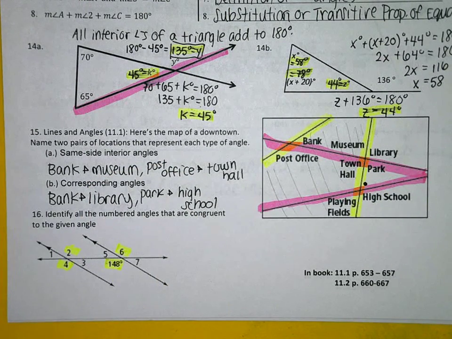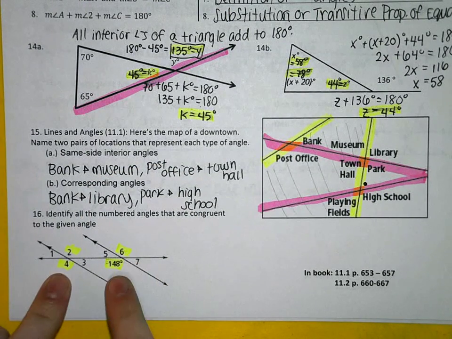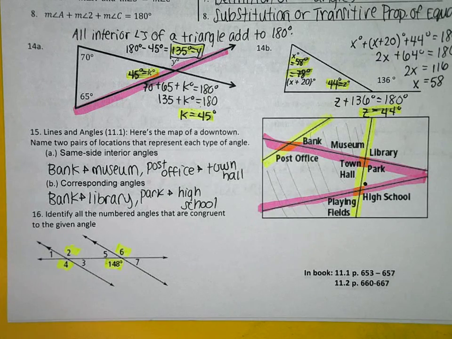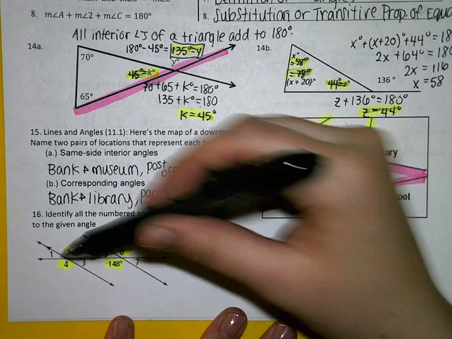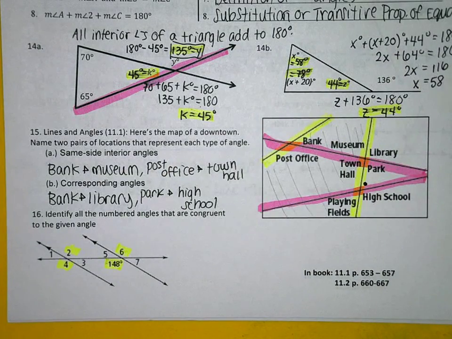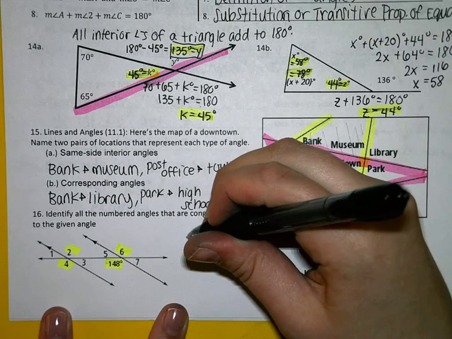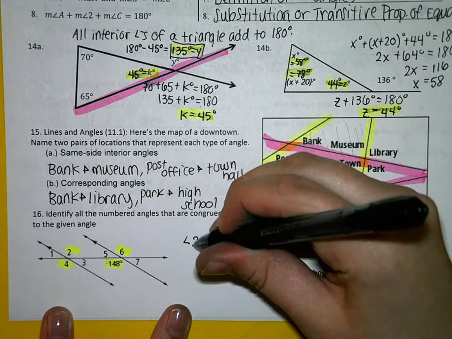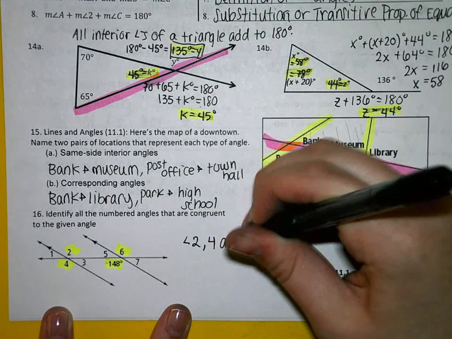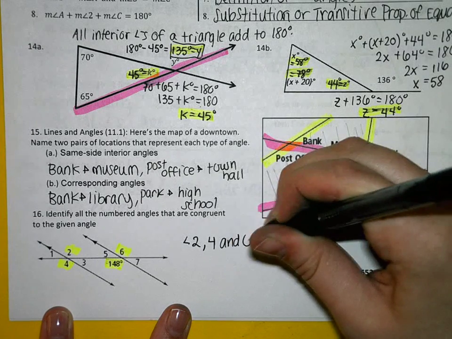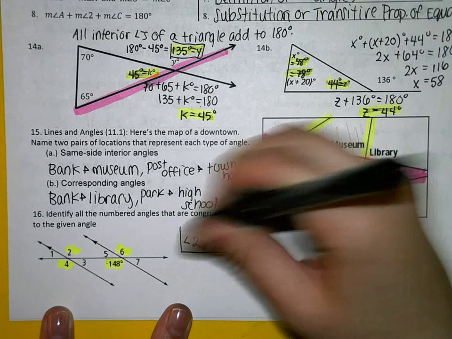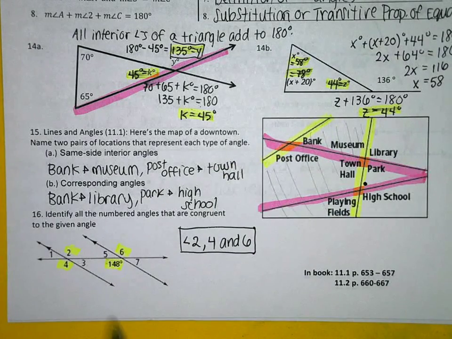Now we only want to know which ones were congruent to 148. So when you highlight it in the zigzag way, it can make it easier to see which ones those will be. So we can say angle 2, 4, and angle 6 are all going to be congruent to, are equal to 148 degrees.